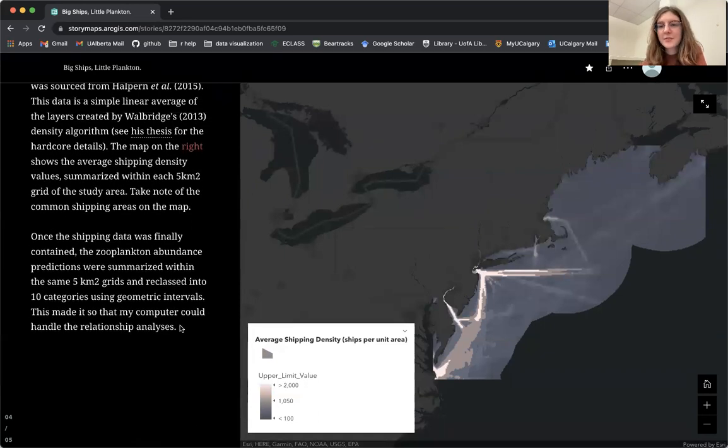Once that shipping data was finally obtained, which took me about 2 weeks, I grabbed that zooplankton abundance data that I interpolated previously, and I summarized it within the same 5 kilometer square grids. And then I further classified the zooplankton data into 10 categories, from lowest to highest zooplankton abundance, and that just made it so that my computer could handle the analyses a bit better.